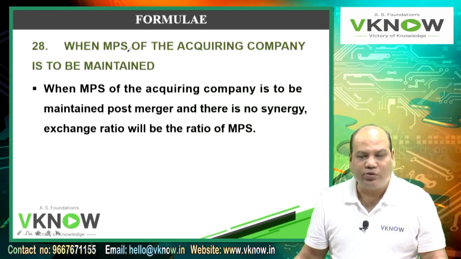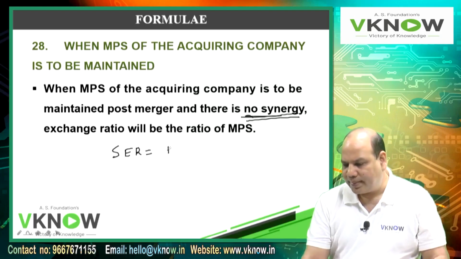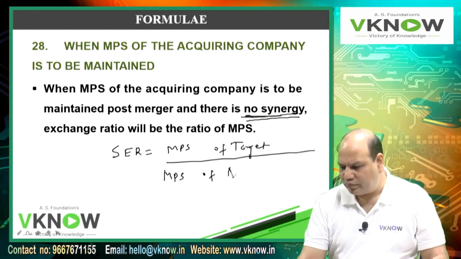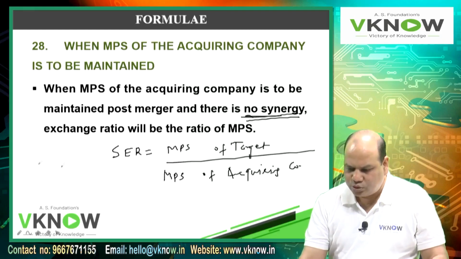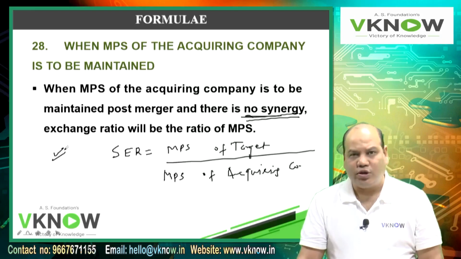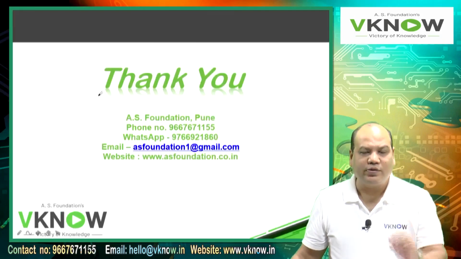If the question says post merger MPS of the acquiring company is to be maintained and assuming no synergy benefit, then the share exchange ratio would be MPS of target company upon MPS of acquiring company. Use these two shortcut formulae only when there is no synergy gain, right? So this was a very quick revision of mergers and acquisition.